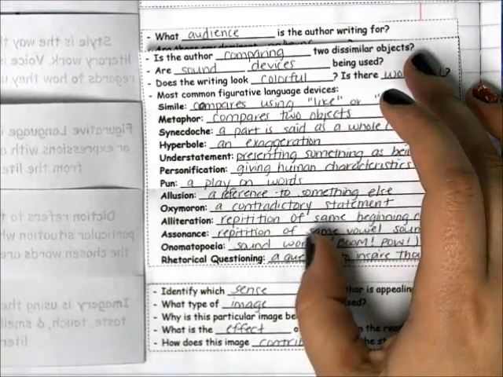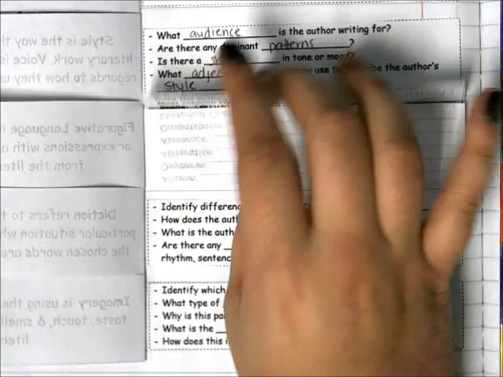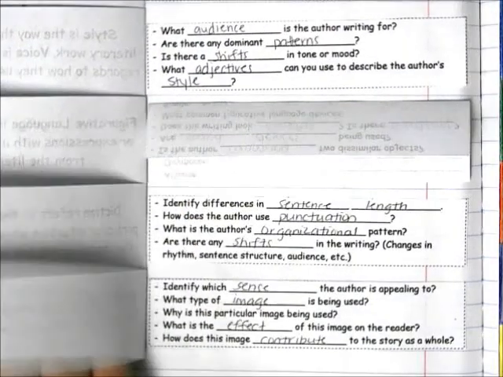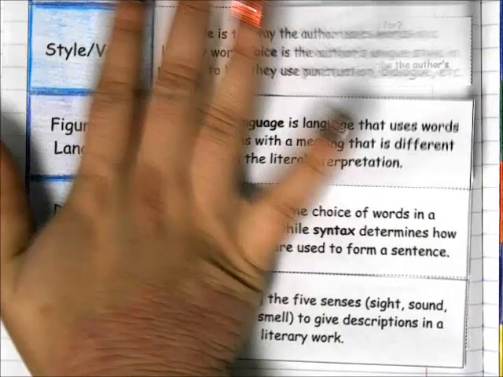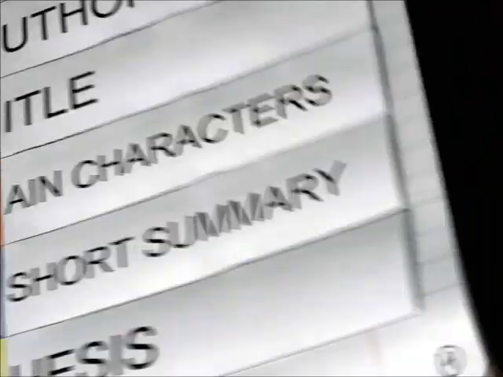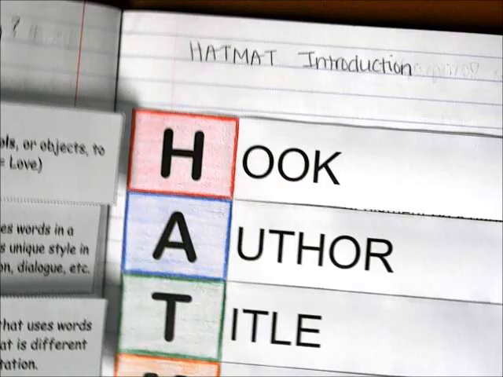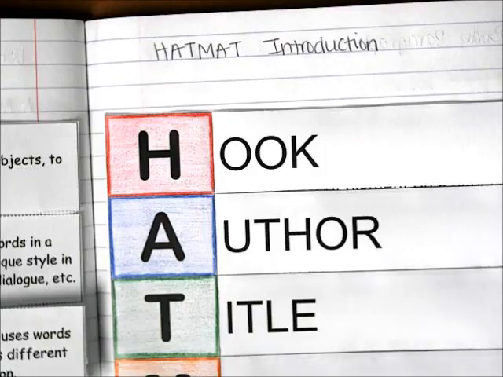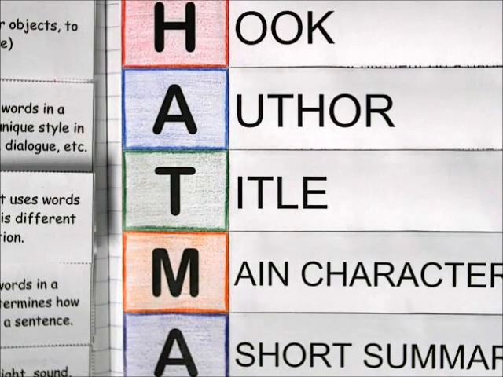Now, figurative language, again, you're doing the same thing like the character one, and you are going to be folding it in thirds and gluing in the middle. Again, you can always rewind if you are confused and you need to see which one goes with what category. Now we're on page 4, and so this is where the hat mat introduction is.